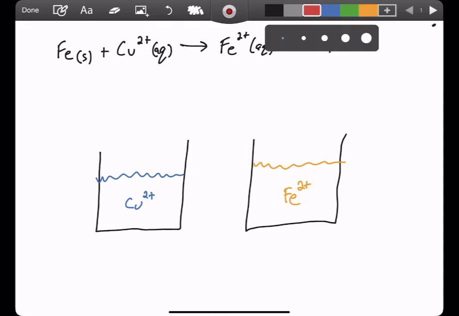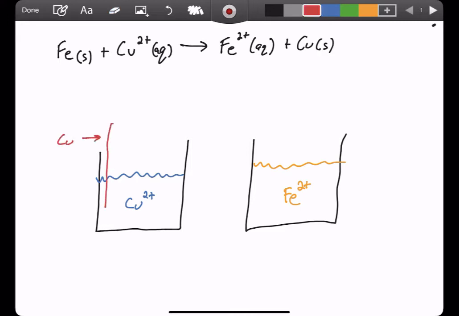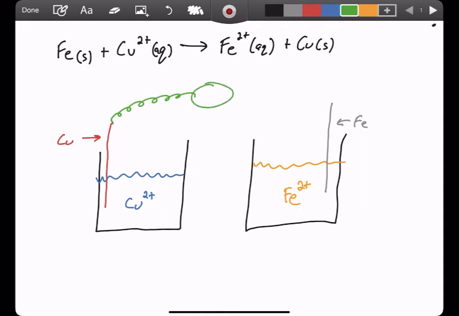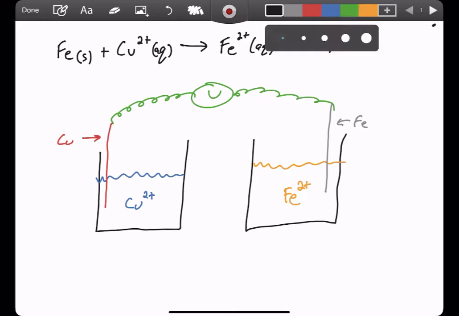We'll make our copper electrode red, because red's just kind of fun. So that's my copper metal there. And we'll make our iron gray. It's a good iron color. So there's our iron electrode. We'll attach our electrode to the green wire. Got a little voltmeter in there. It's not going to really matter for this exercise.